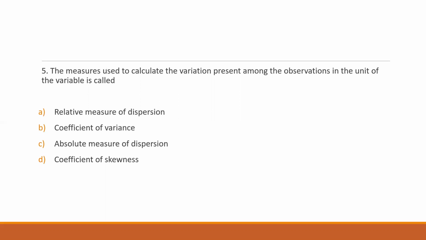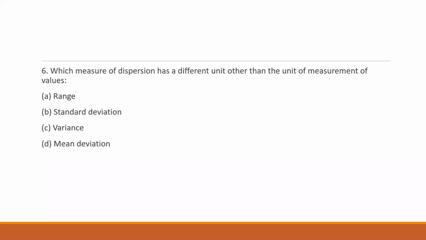The measures used to calculate the variation present among the observations in the unit of the variable, what do we call them? Relative measures of dispersion, coefficient of variance, absolute measures of dispersion, or coefficient of skewness? Absolute measures of dispersion. Yes, as I have mentioned, the observations are in the unit of the variable. So whenever we are using the same units for a measure of dispersion, then we use absolute measures of dispersion, which include the standard deviation. Relative measures include the coefficient of variation and coefficient of skewness. It's not necessarily that the observations are in units of the variable.